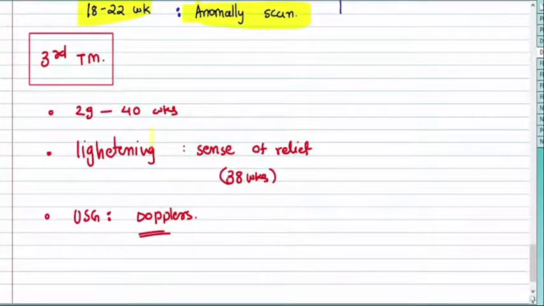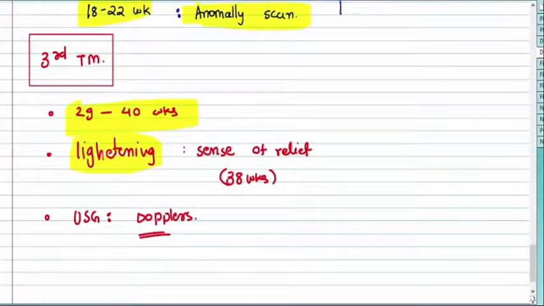The third trimester starts from 29 weeks and ends at 40 weeks. An important sign is lightening. Lightening can be seen in a primigravida patient, when a sense of relief is felt because of engagement of the fetal head. It is a sense of relief to the mother due to engagement of the fetal head into the female pelvis.